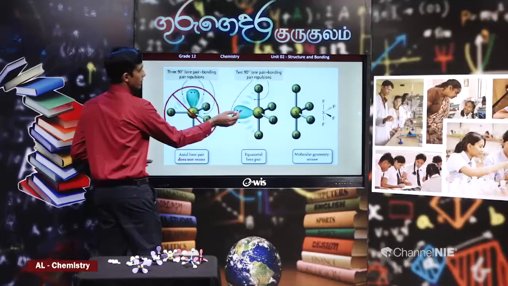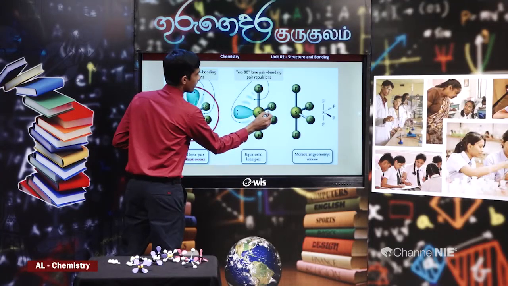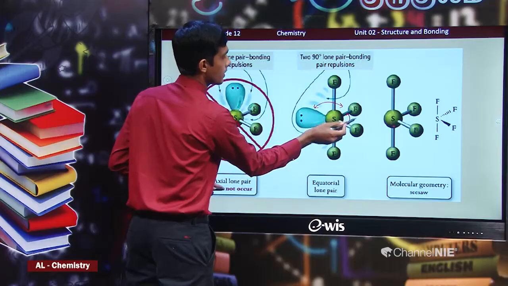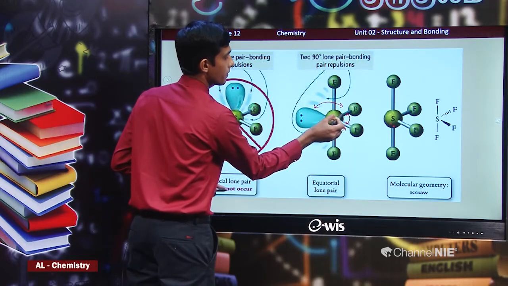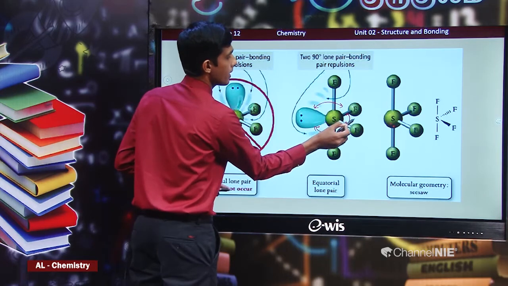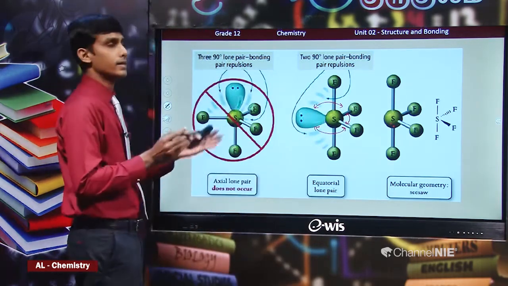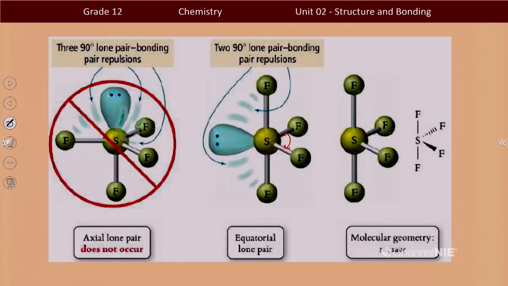In this molecule, this angle is nearly 120, but since this is a lone pair, this repulsion is quite greater. Therefore, this lone pair–bond pair repulsion is greater than these bond pair repulsions. Therefore, this angle will definitely be less than 120. This angle will be slightly greater than 120 because of the greater repulsion.